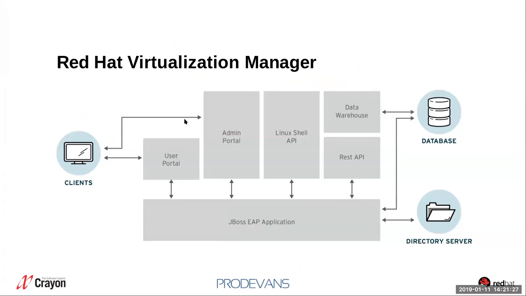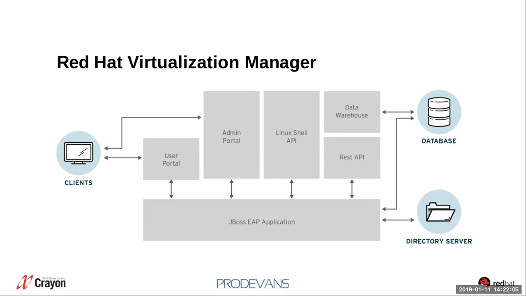Coming with this Red Hat virtualization manager. So Red Hat virtualization manager is, you can see this complete architecture, how this communication is done in Red Hat virtualization manager, how the admin can access, how this user can access this portal. So you can see this client is able to log in. So through the client machine as an admin, I'm able to log into the admin portal, and then it is accessible. You can access the Linux shell API, data warehouse and API.